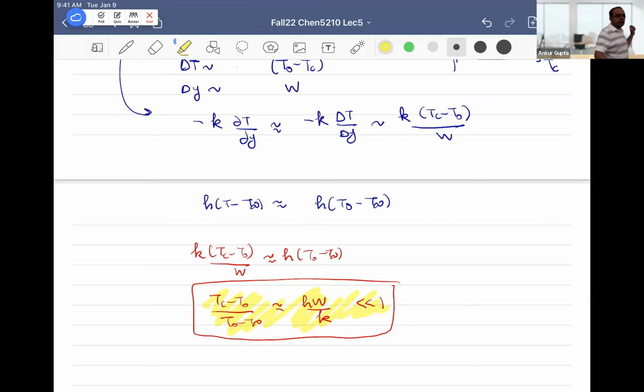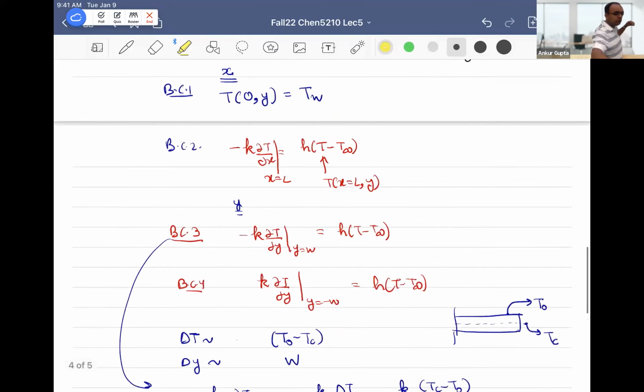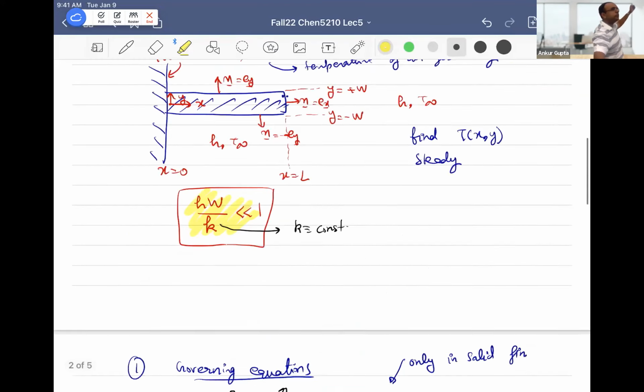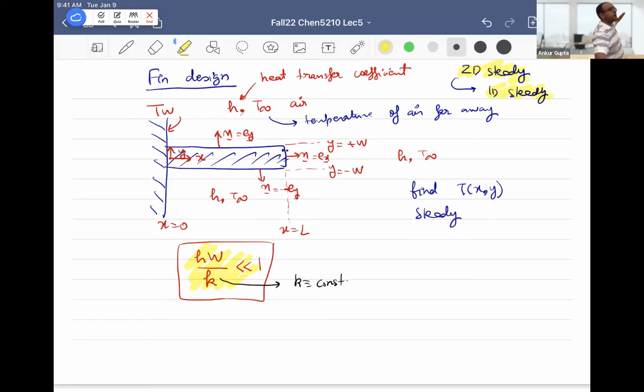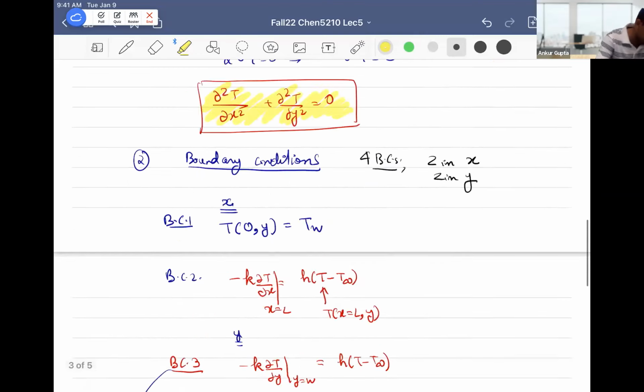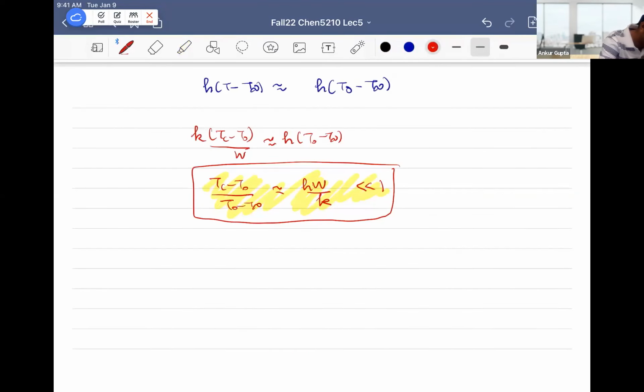So what is T naught minus T infinity? T naught minus T infinity is the temperature from the wall to the air. Right, from the wall to the air. So it's really saying that the temperature change from T naught to T infinity is much bigger than from the center to the wall, right? So that means my y direction temperature change is practically negligible. That's the technique, so we will use this. This means the change in y direction.